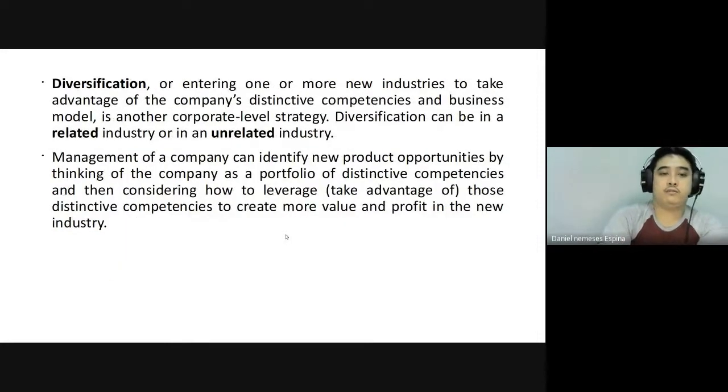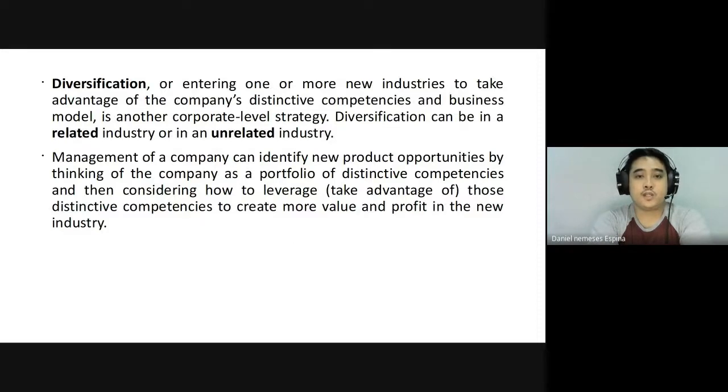Then we have diversification. So it's entering into one or more new industries to take advantage of the company's distinctive competencies and business model. So you can diversify your products into a related industry. So let's say, for example, Pepsi company is not only related to mga beverage or soft drinks, but daghan na siya mga food-related items, mga junk foods, and even mga other food nga products.